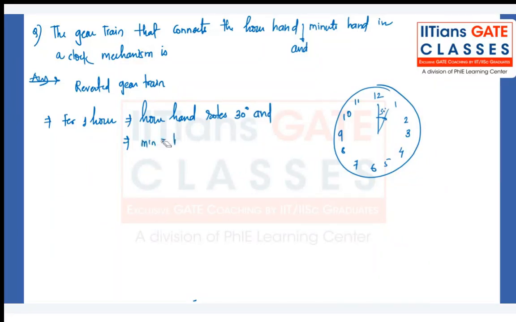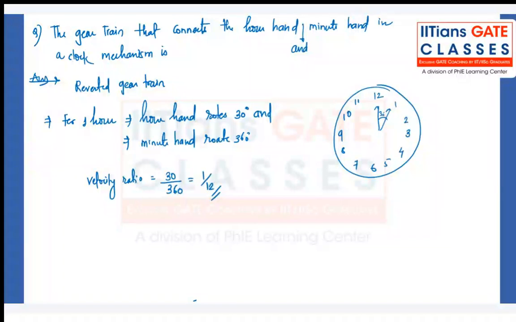And the minute hand will rotate 360 degrees, correct? This is degrees only. So the velocity ratio is 30 by 360, which is 1 by 12. So the correct answer in this case is the reverted gear train with the velocity ratio of 1 by 12.